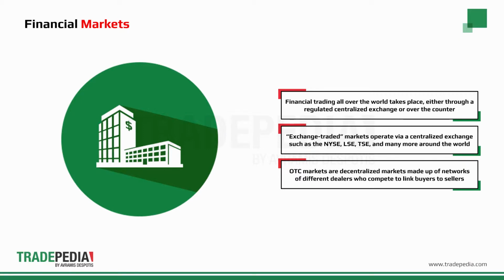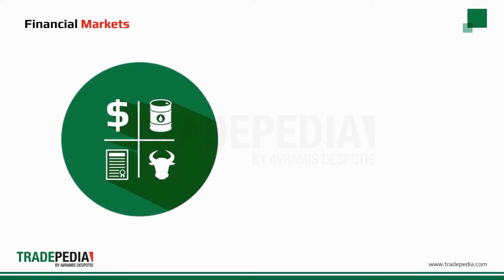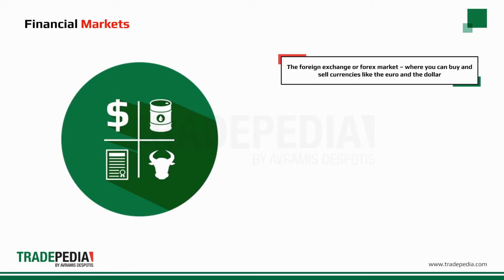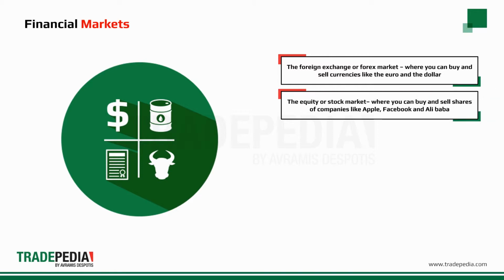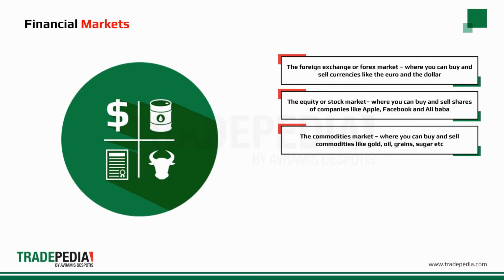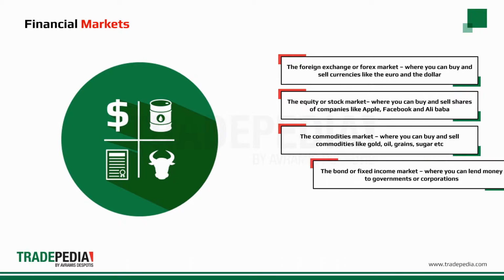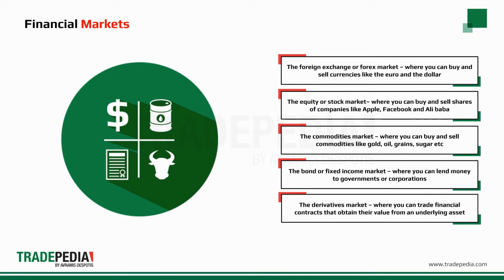In addition to being exchange-traded, or OTC, financial markets are also categorized based on the type of security traded, such as the foreign exchange or Forex market, where you can buy and sell currencies like the euro and the dollar. The equity or stock market, where you can buy and sell shares of companies like Apple, Facebook, and Alibaba. The commodities market, where you can buy and sell commodities like gold, oil, grains, sugar, and even frozen concentrated orange juice. The bond or fixed income market, where you can lend money to governments or corporations. The derivatives market, where you can trade financial contracts that obtain their value from an underlying asset like the above four.